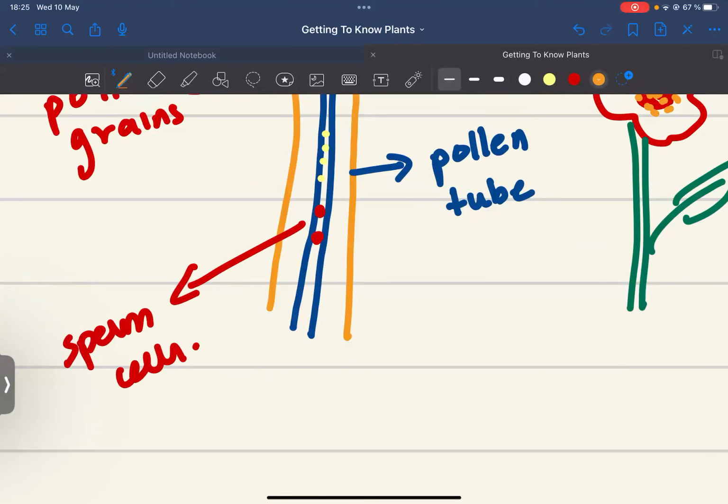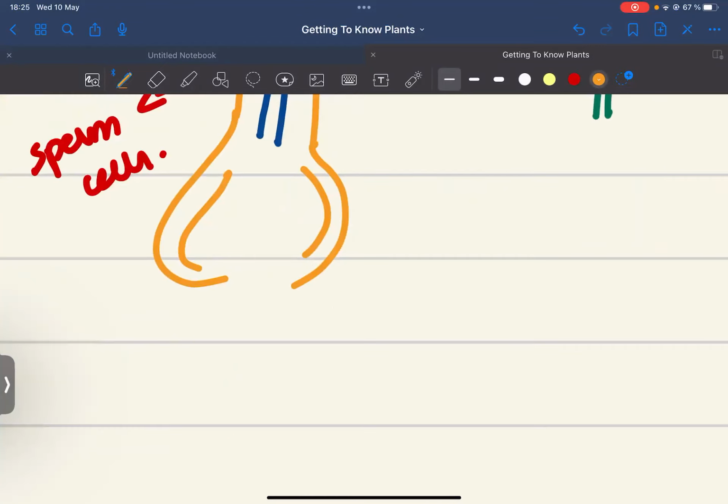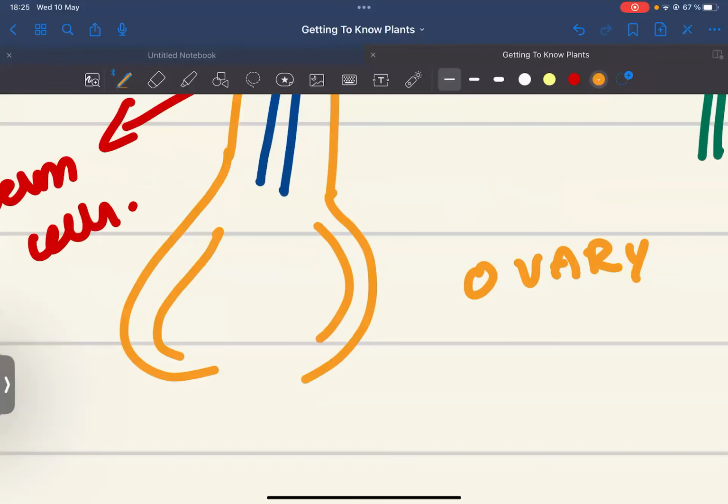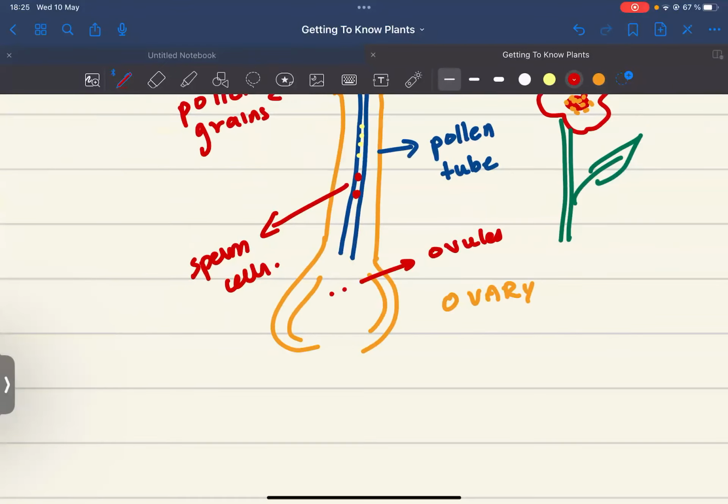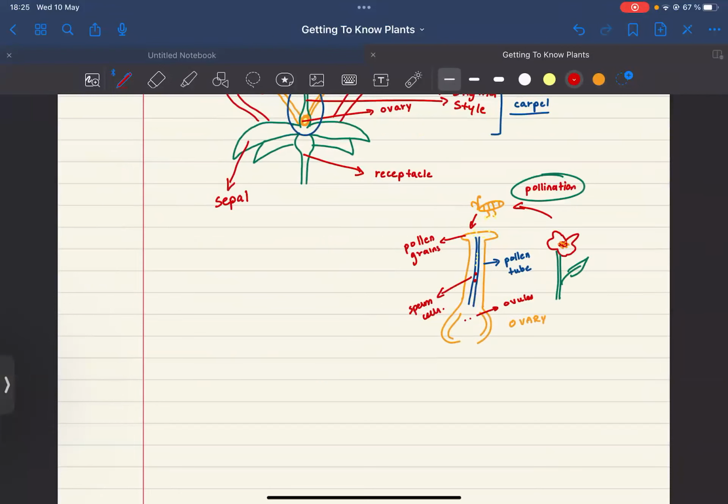So these sperm cells only will enter into the ovary. The ones that enter into the ovary are known as ovules. These are now ovules. This much is enough for this grade. Then you have a lot of other processes.